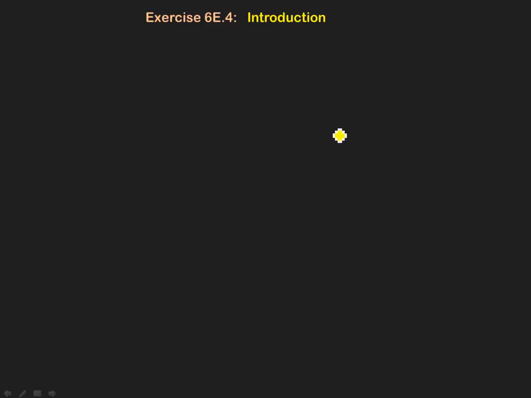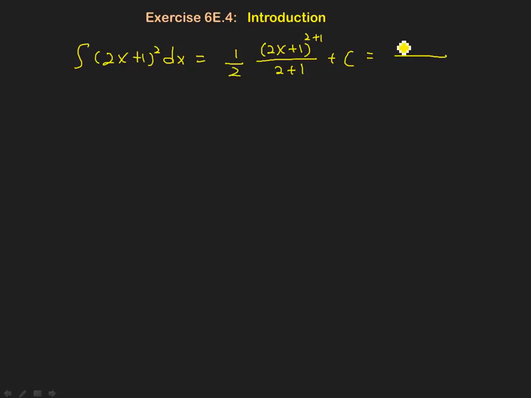I'm going to break this exercise into two parts, and the first part is the introduction to substitution technique. Let's begin with this example. You probably recall there is a formula for us to integrate this function, and plus c, and the outcome of the integration would be power of 3 over 6 here.